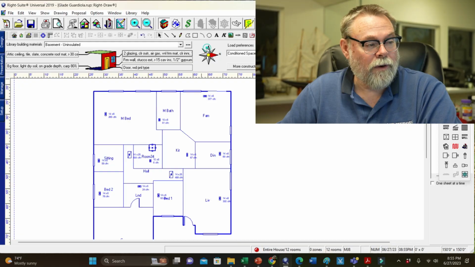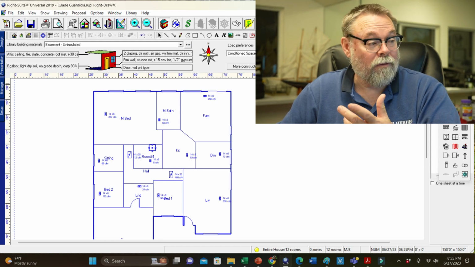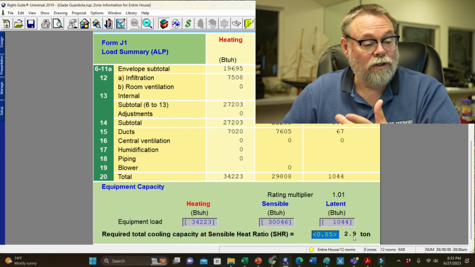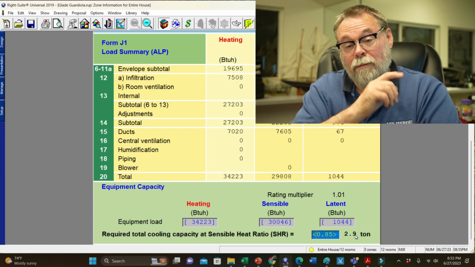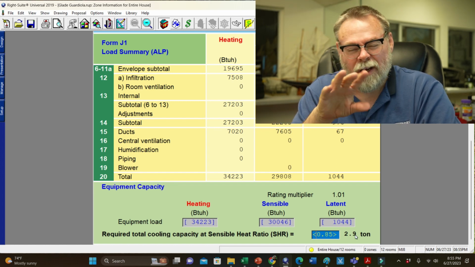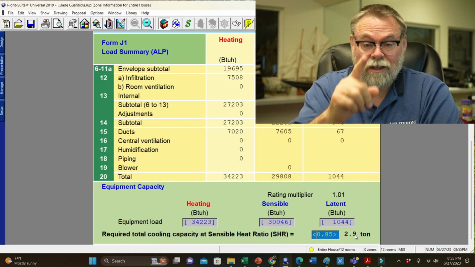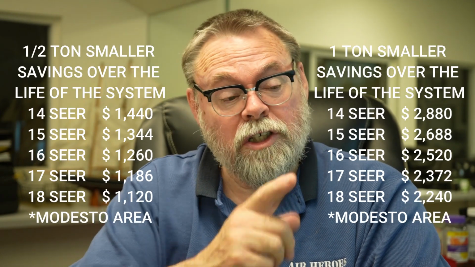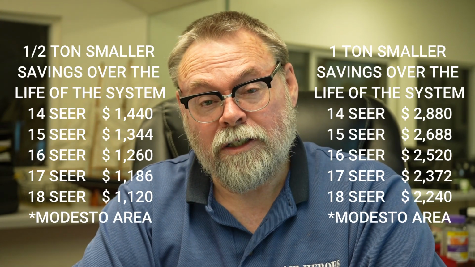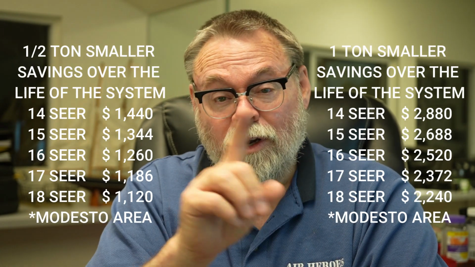So I would size this down, because like I said, if we just change the orientation again back to the way it really faces up here to the north, then suddenly we're down to a 2.9 or 3 ton. She could get by with a 3-ton. I doubt she's going to do that. She's probably going to stick with maybe a 3.5, but it's going to cost her less, and it's going to cost her less to run because it's a smaller unit. So she should save a whole bunch of money and energy on this system just doing a load calc.